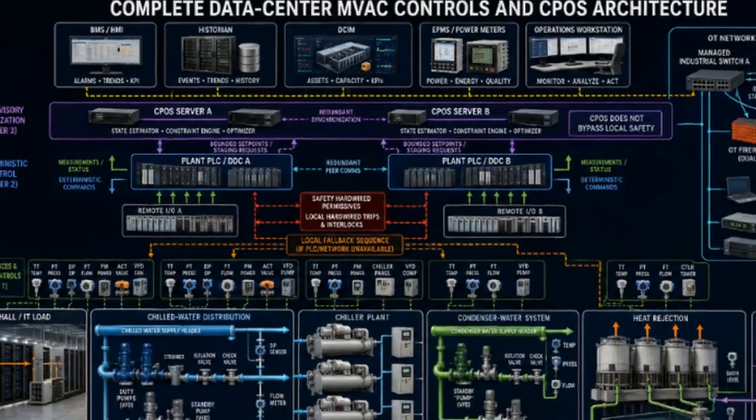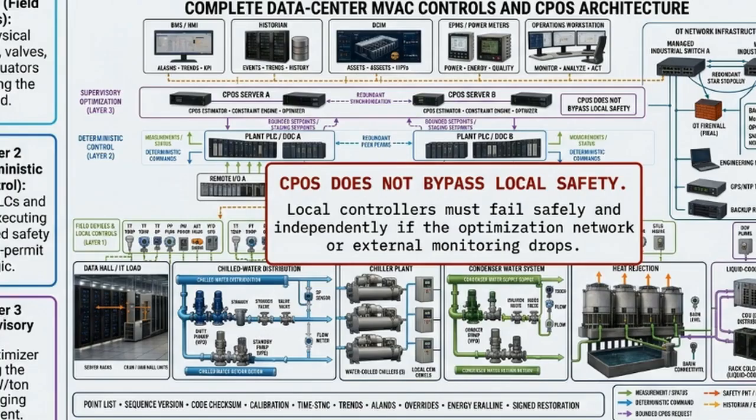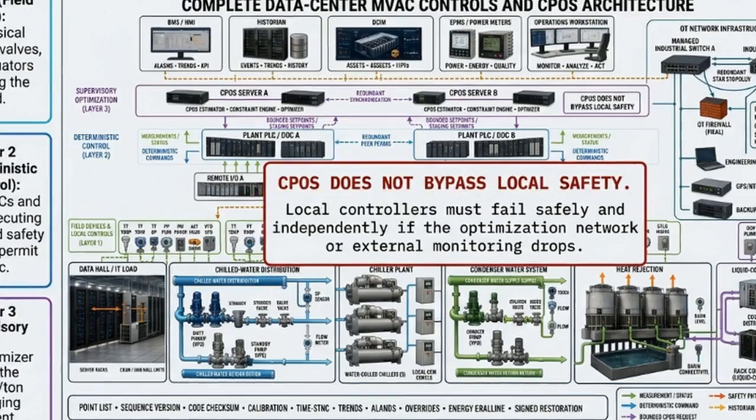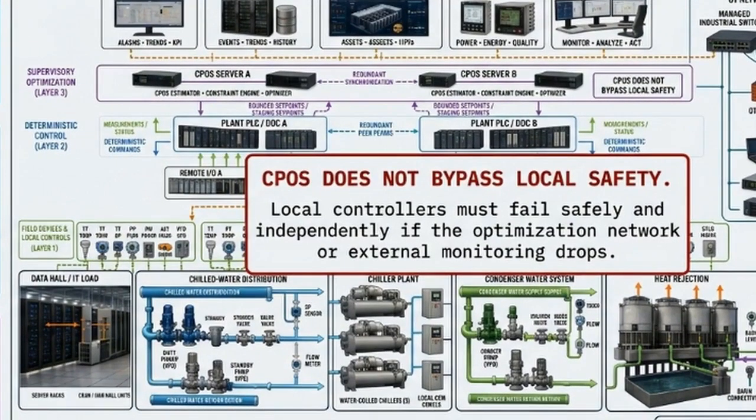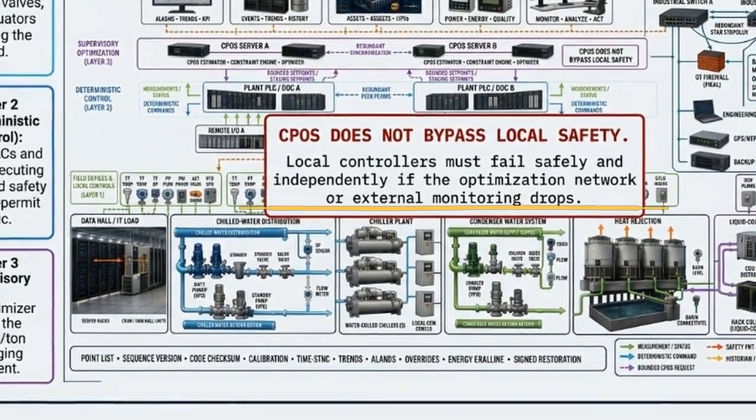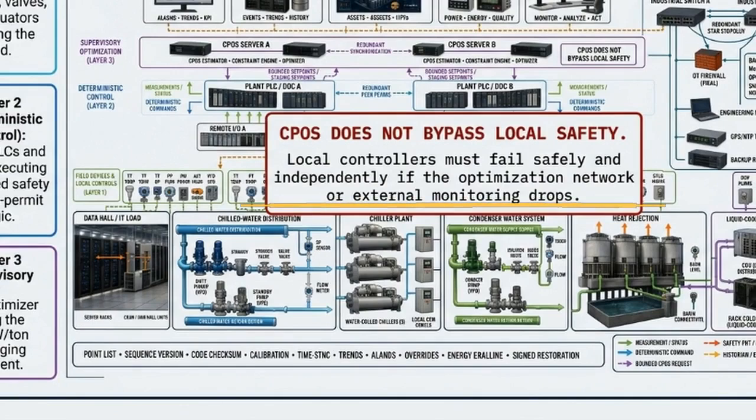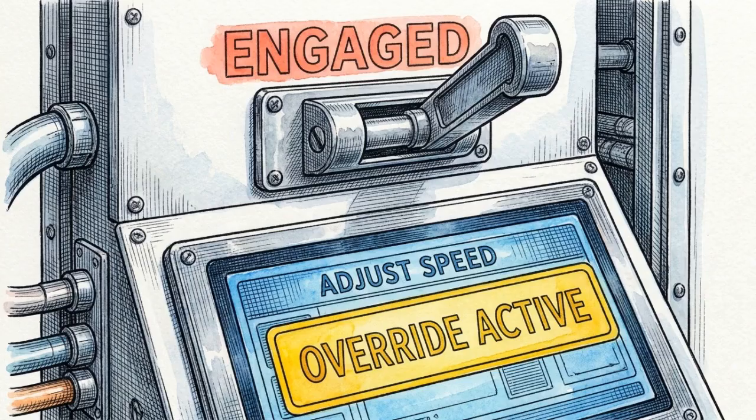There is an absolute safety mandate in this hierarchy. The supervisory optimization layer must never be allowed to bypass local equipment safety. If the optimization network crashes or external communication is severed, the Layer 2 PLCs are programmed to ignore the silence. They fail safely and independently, instantly reverting to local deterministic sequences to keep the fluid moving and the servers cool. In a fault-tolerant Tier 4 environment, algorithmic efficiency is a secondary goal. It must never supersede the hardwired protection of the mechanical assets.